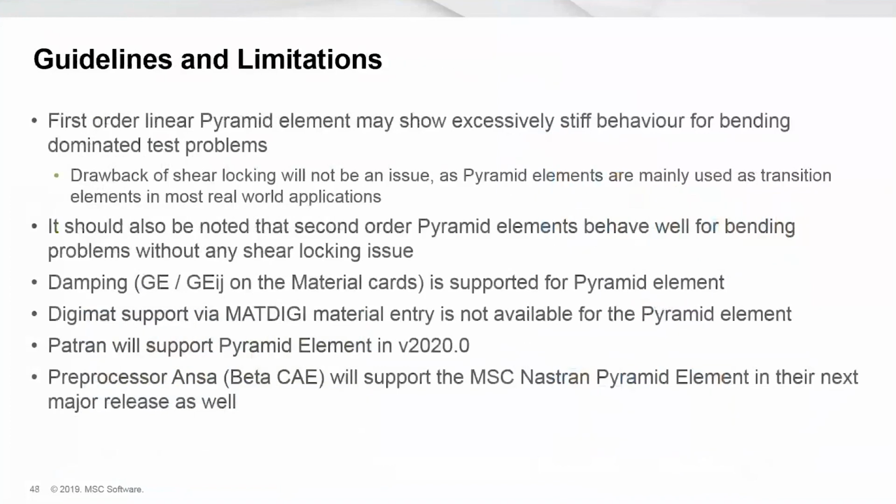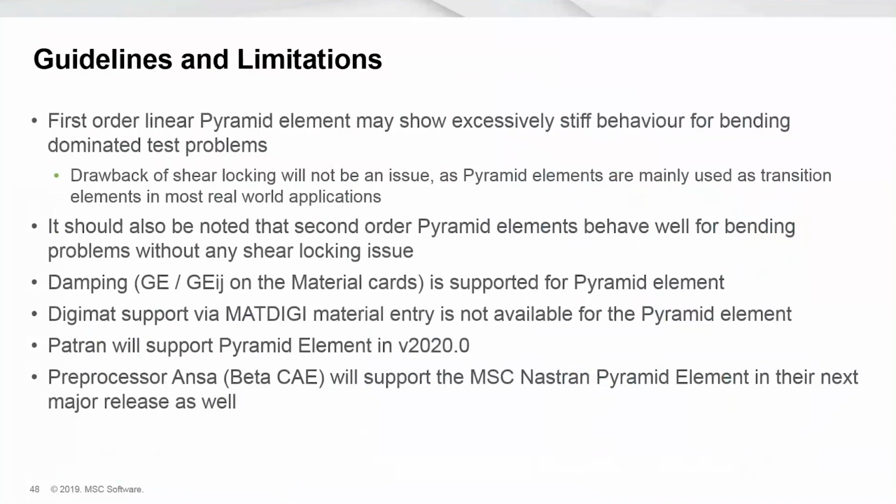Some of the guidelines and limitations: the first order linear pyramid element shows excessively stiff behavior for bending problems. However, we don't notice any drawback of shear locking, as normally they're just used as transition elements between the hexas and tetras. The second order pyramid elements, which have 13 nodes, behave pretty well for bending and also do not exhibit any shear locking. We also support damping for pyramid elements, the GE and GEIJ entries.